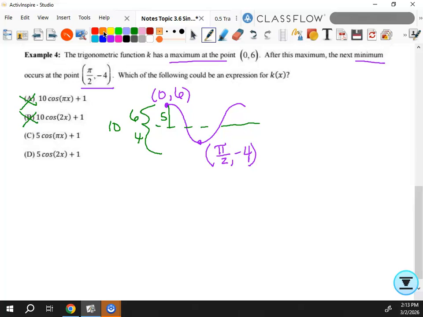Then, to find the period, I'm looking at my input values, going from 0 to pi halves. This length right here is pi halves. How much of the period is that? Half of the period. So that means the period is actually pi, again. So then B is 2 pi divided by pi, which makes it 2. What questions do we have? Anything?